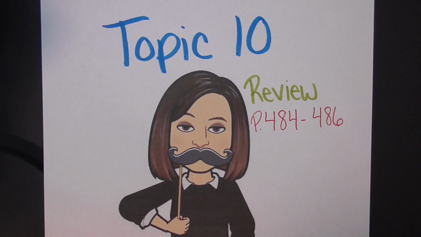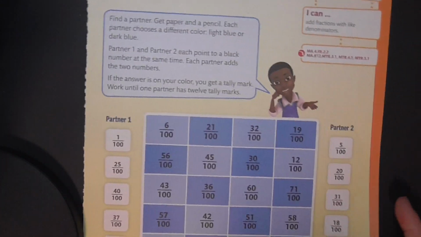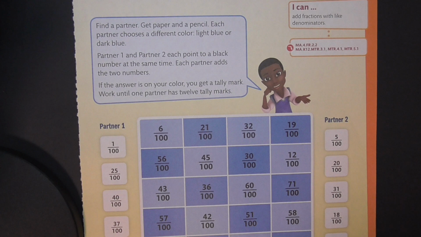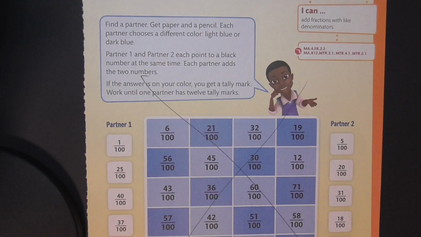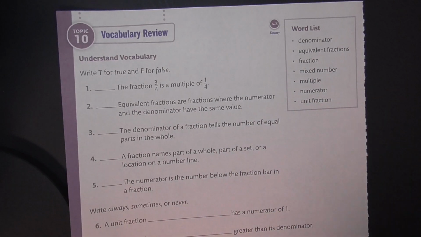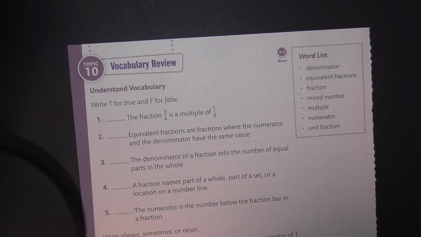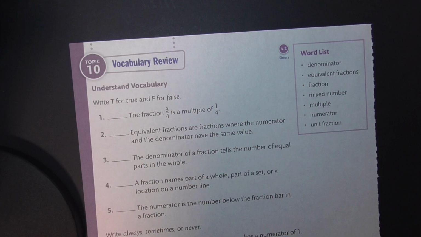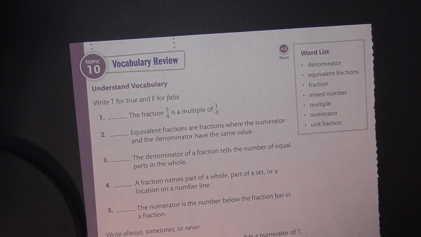I am Miss Cosmos and this is topic 10 review, pages 484 through 486 in your math textbook. So the first page is going to look like this, and remember we are not doing this side, but I do need you to rip this out and flip it over because we will be doing the vocabulary. So number 1. For these, we're going to write T for true and F for false.